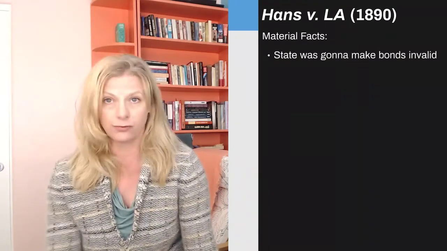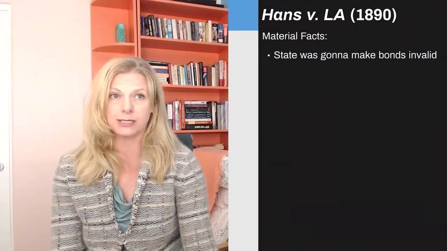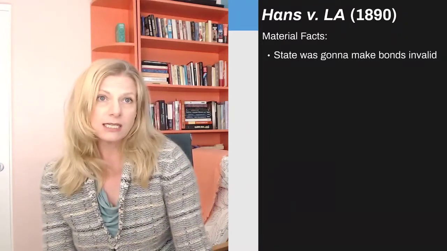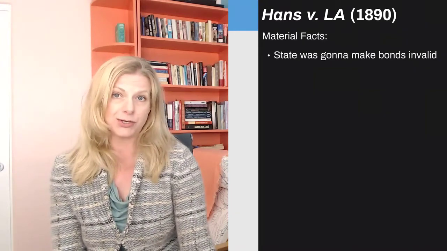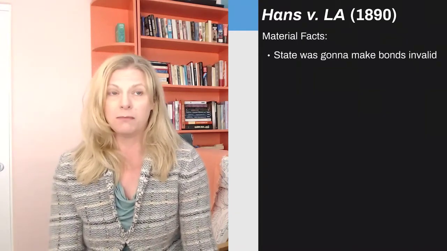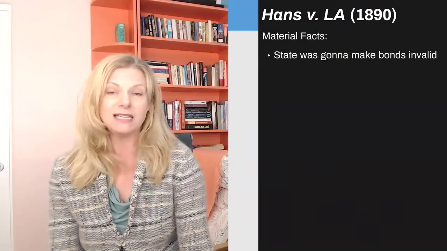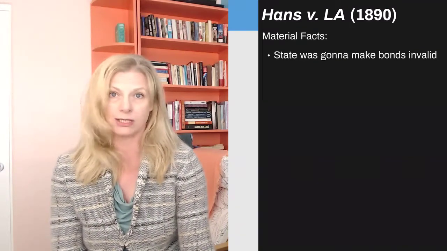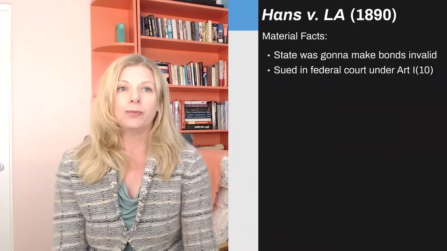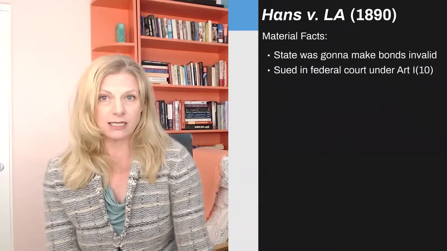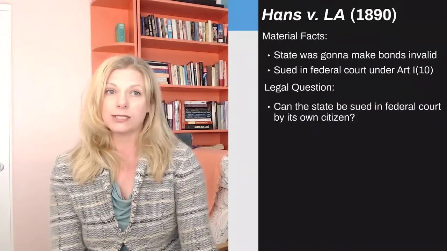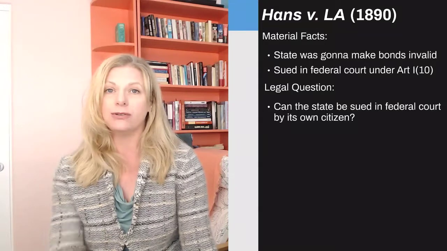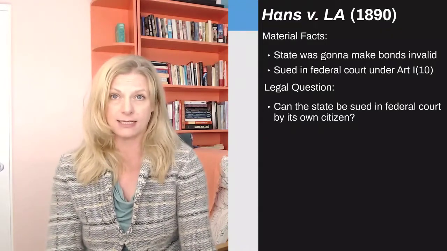A bit later in Hans versus Louisiana, we see them revisit some additional questions here. The state of Louisiana had issued a bunch of bonds to investors, and the state was about to make those bonds invalid, meaning that those investments would be useless and worthless. And so Hans sued the state in federal court under Article 1, Section 10, and the legal question was whether the state can be sued in federal court by its own citizen.